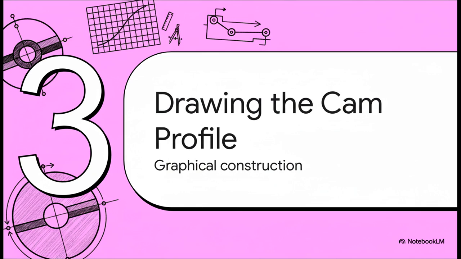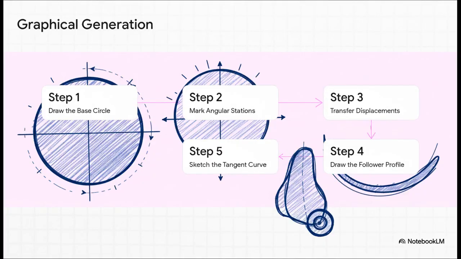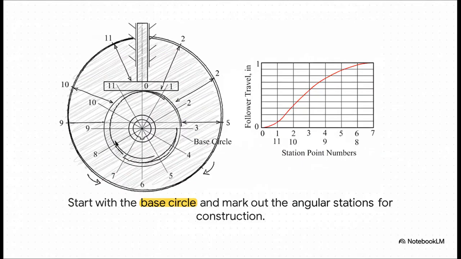All right, enough theory. Let's get to the drawing board and see how this inversion principle actually helps us build the cam profile. We're literally going to construct the shape piece by piece using our diagram. It all boils down to a really logical 5-step process. And what's cool about this is that you'll see how you can go directly from the numbers and lines on your motion graph to a physical, functional shape. It's pretty satisfying. So first things first, you draw the base circle.